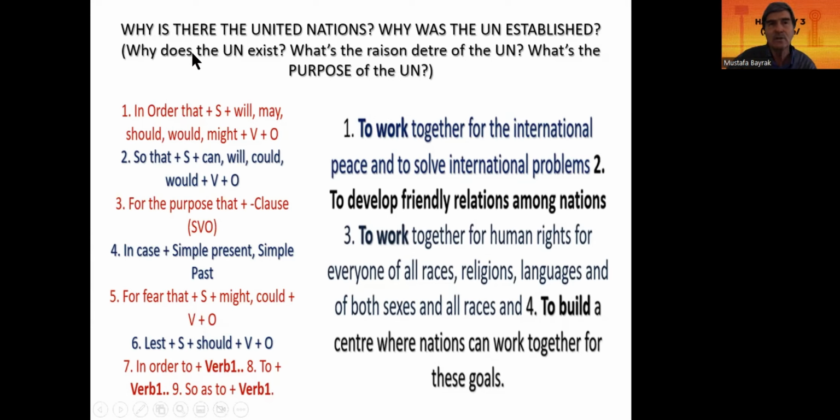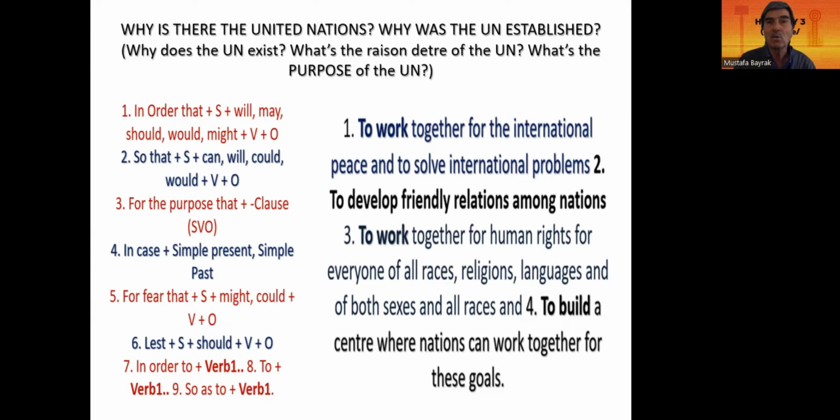Of course, either of those questions can be answered by all these answers and all types of ways, styles. For example, let's read this one. Why does the United Nations exist? The United Nations exists to work together for human rights for everyone, for all races. Or the United Nations exists so that we work together for human rights for everyone of all races, of all religions, of all languages, and of both sexes.